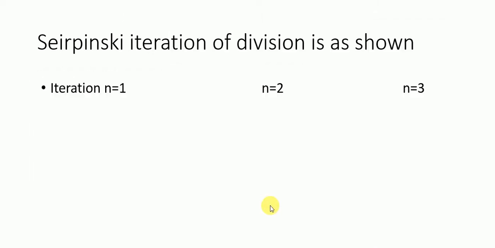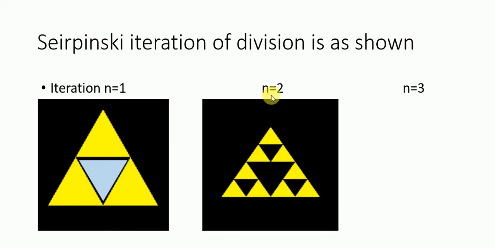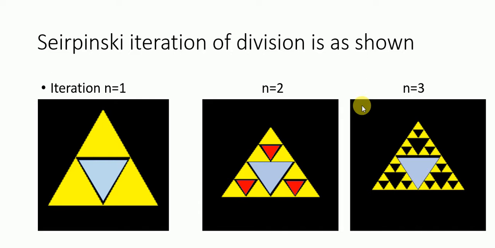Now for n equal to 1, it is the first level of division, and for n equal to 2, this is the first one, and this is the second level of division. And for the third level, you can see the first one, second, third, you have this third level of division.